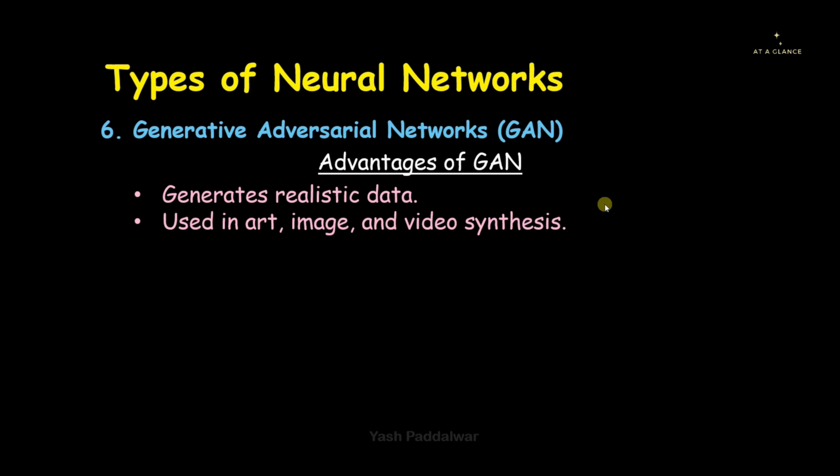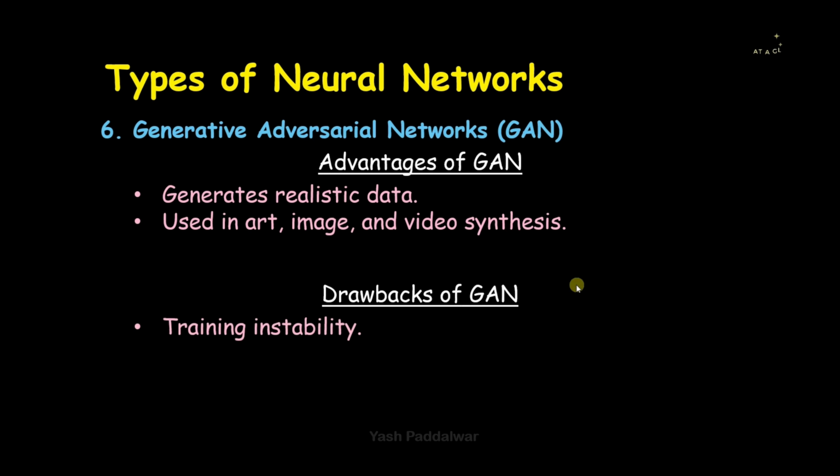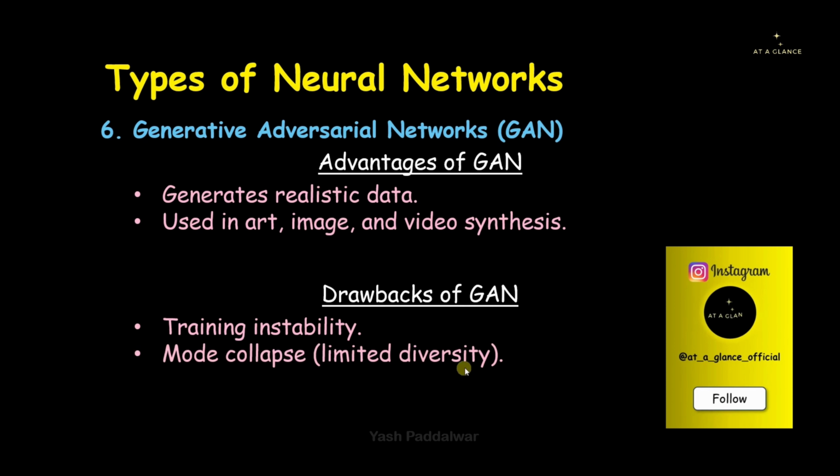So I hope the advantages of GAN are clear to you all. Isn't this neural network interesting? Of course it is. Now let's move on to the drawbacks of GAN. The first drawback of GAN is training instability, because the gradients fluctuate constantly and it may lead to vanishing gradient problems also. The next drawback of GAN is mode collapse.